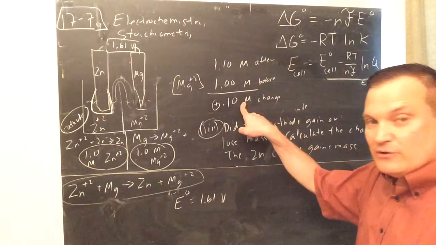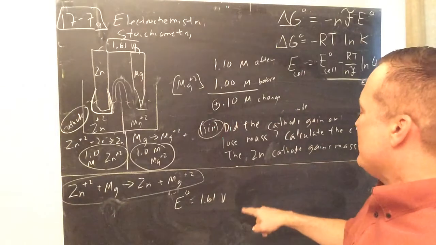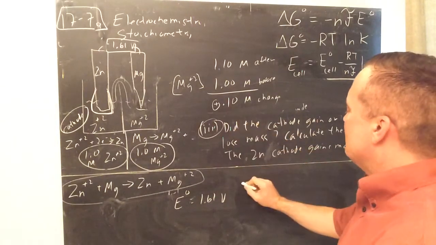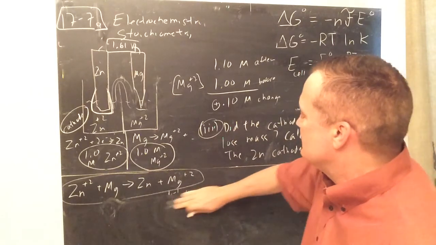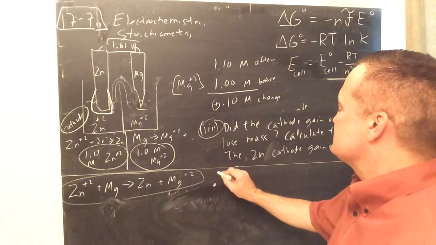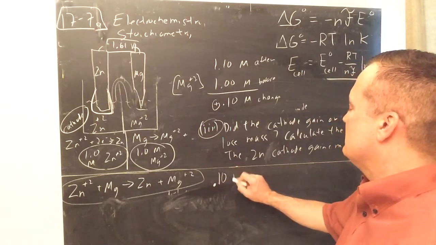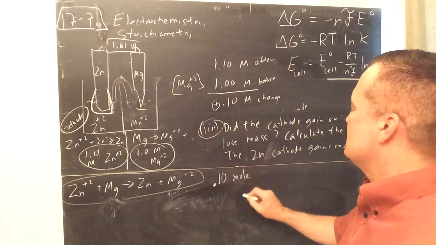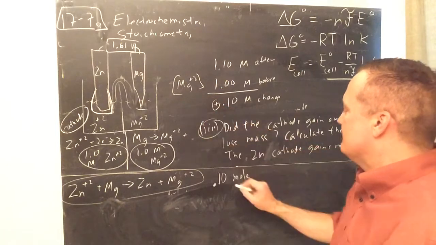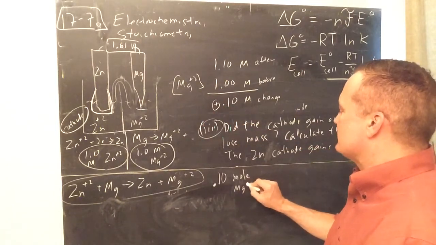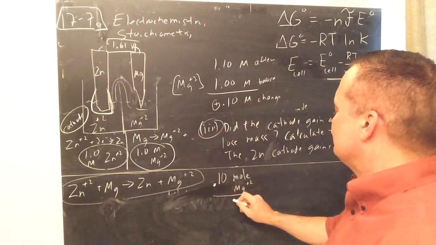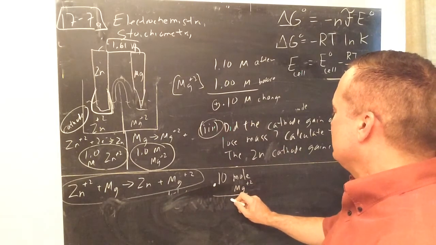I'm going to start with my molarity, my change. Remember, we kind of already did this, but we'll start again from that. It gained mass. So, 0.10 moles of magnesium. Now, it's also true for zinc, but I'll just start with the magnesium, because that's what I have on the board here. 0.10 moles of magnesium for every liter.